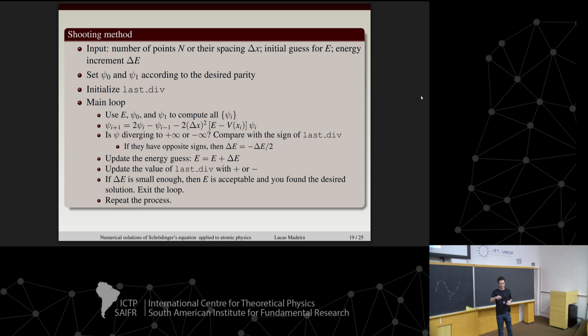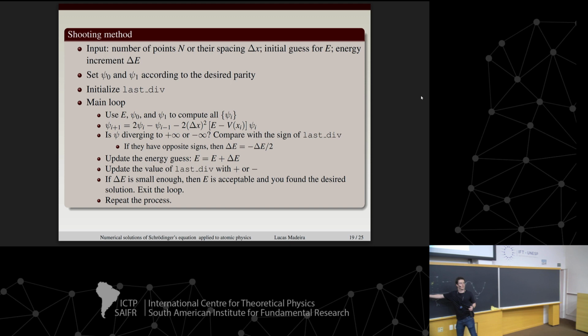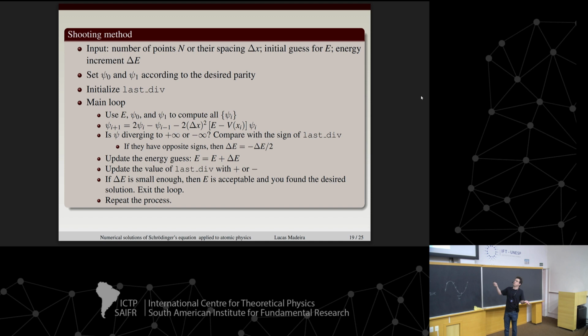These slides are on the website, as I said, so I recommend you download them and use them while developing your code, okay? So what does a generic program that solves this problem look like? What's the input of my program? Well, you have to give the number of points that you want to discretize your wave function, or the same thing is to provide the spacing between the points, okay? Remember that in these dimensionless units, it's going to run from minus one to plus one, okay?